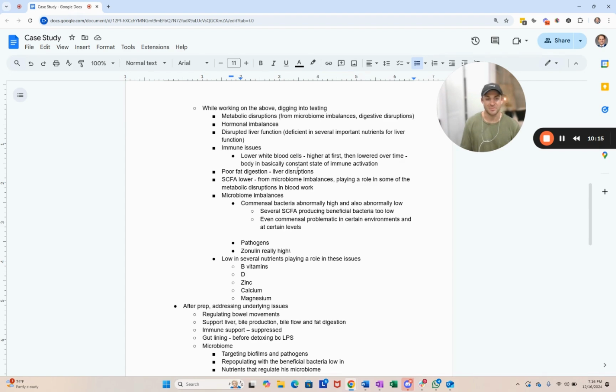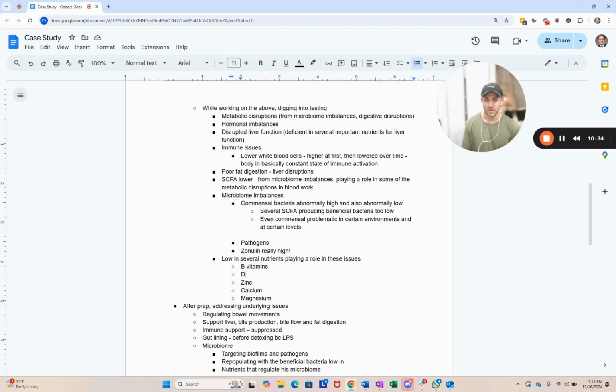but also the fact that he had been dealing with pathogen overgrowth and exposure to toxins and wasn't really going through a process to properly address those. It's likely putting some pressure on his liver. This was kind of manifesting in poor digestion of fats, bile flow issues, bile production issues, which we were seeing on the digestive side as well.